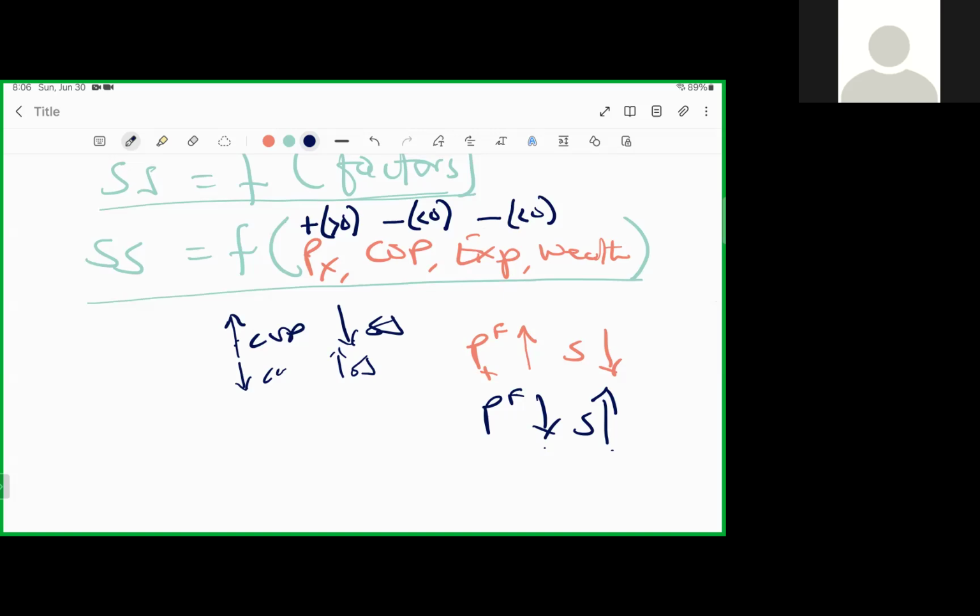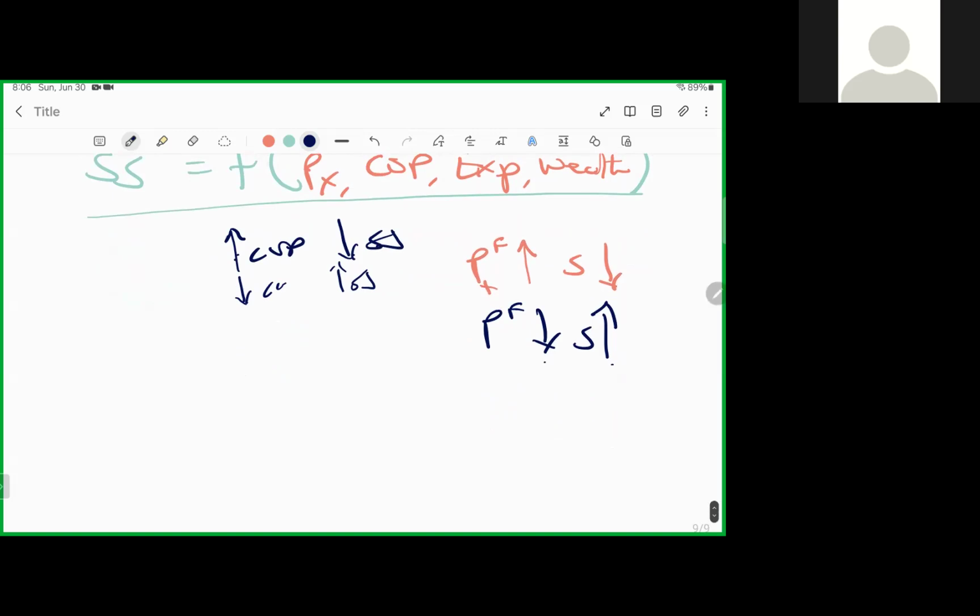Now, similar to the supply, remember we also did demand, where we said demand is a function of the price of a good, our income, the price of a substitute good, prices of other goods, and we are also talking about expectations.